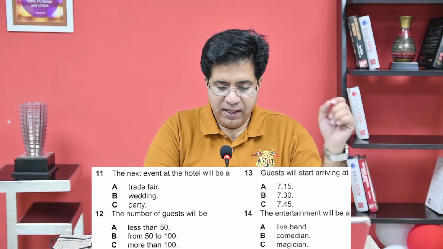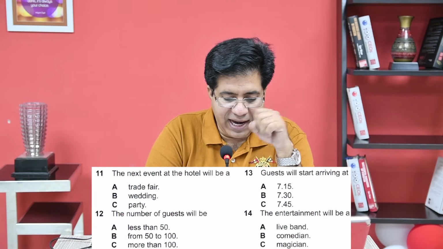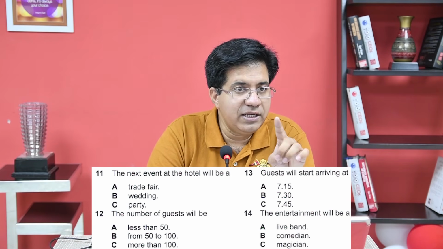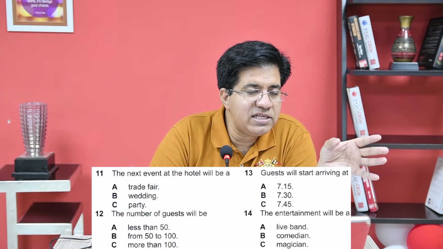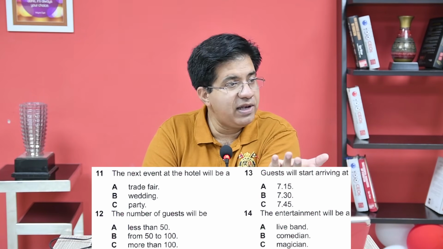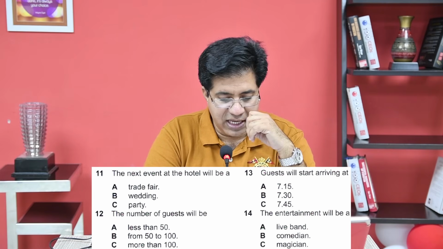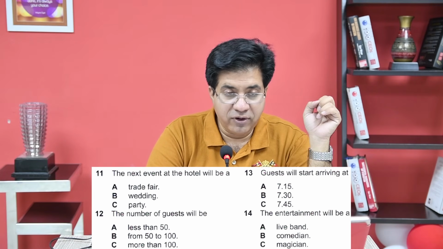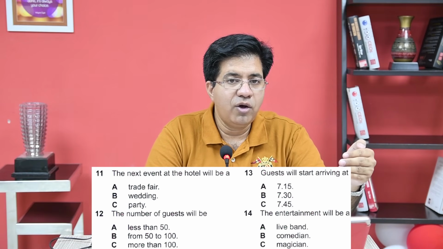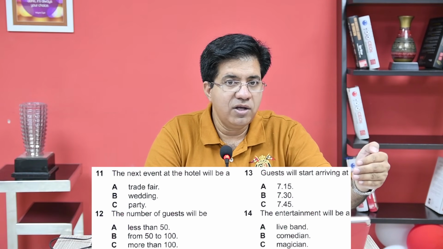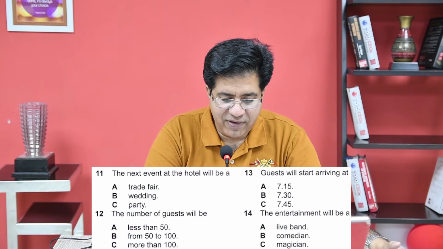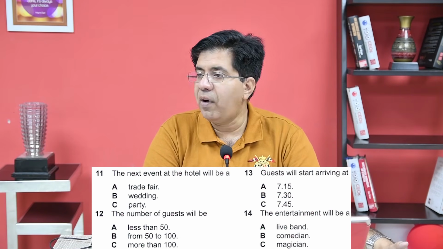Question number 11, the next event at the hotel will be. Whatever the last event is, that will not be the answer. Whatever the current event is, that will not be the answer. The event is the next event. For the next event, they can use the words coming event, upcoming event, or they say tomorrow we have an event, or in the next 2 days we have an event. So anything like that. Now, what are the events? Trade fair, wedding, and party.